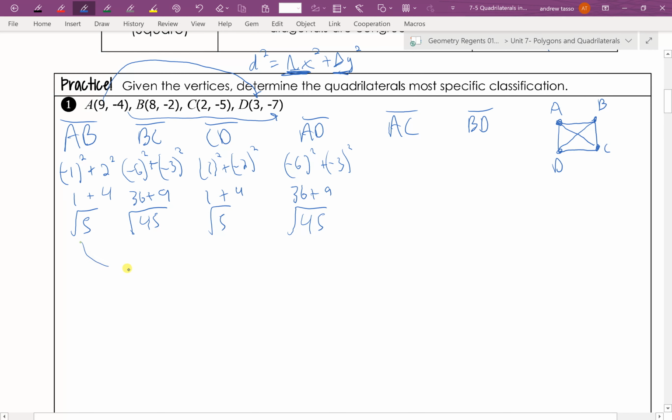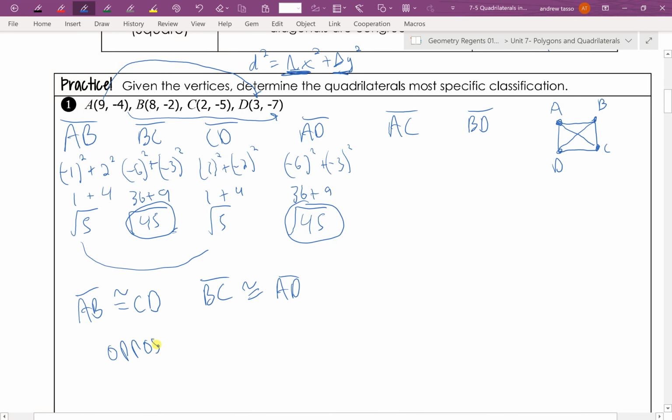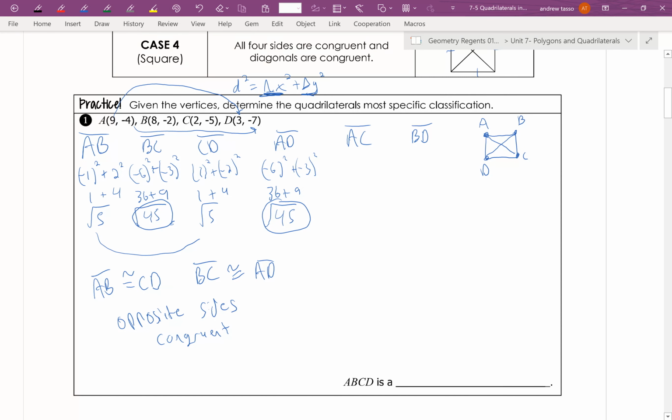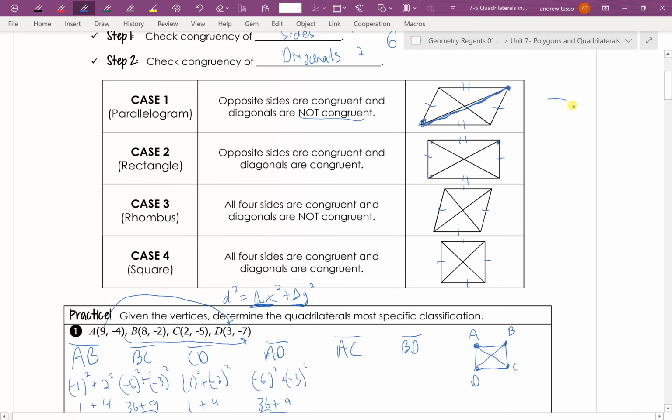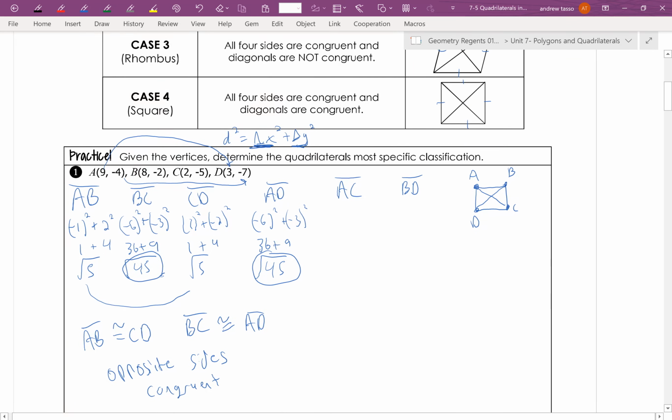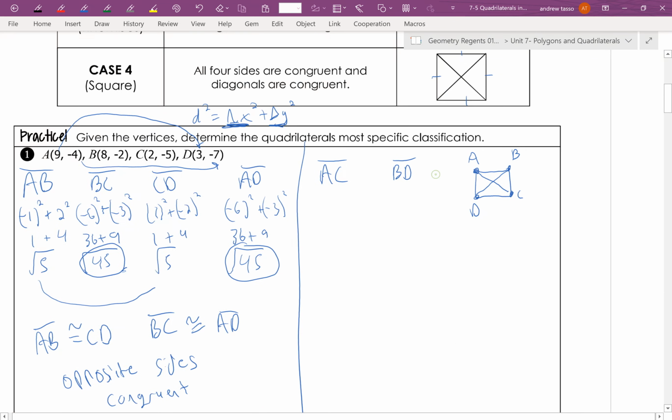And what we notice is that AB is equal to CD. We could say congruent. And then we also have that BC is congruent with AD. So we have opposite sides being congruent. If we look up at our chart from above, opposite sides being congruent puts us in one of these 2 possible categories. So now we have to look at the diagonals to see whether or not they're equal, so that we can limit ourselves to just one possible category.